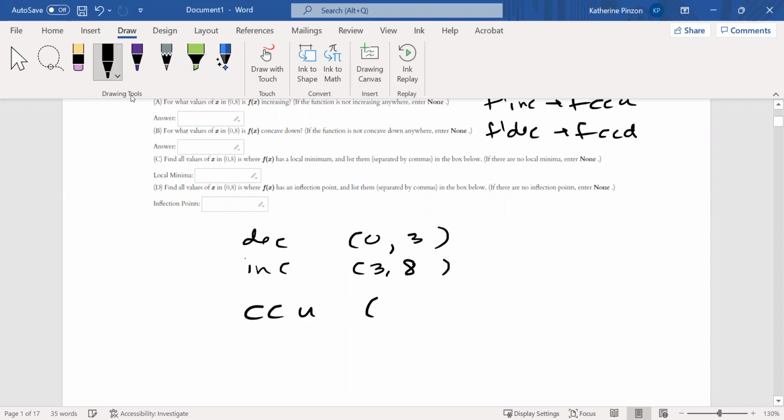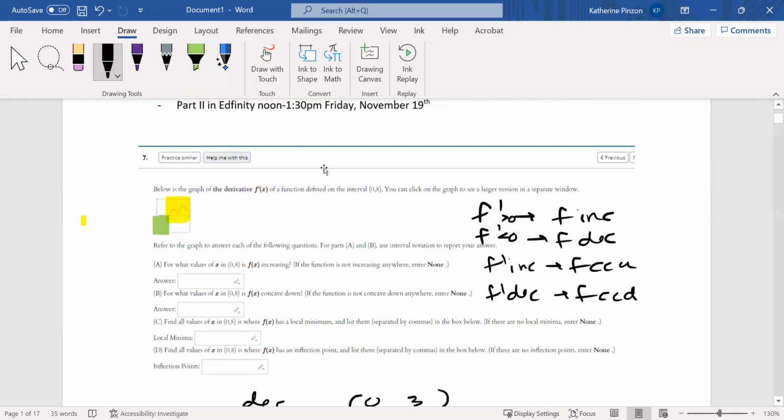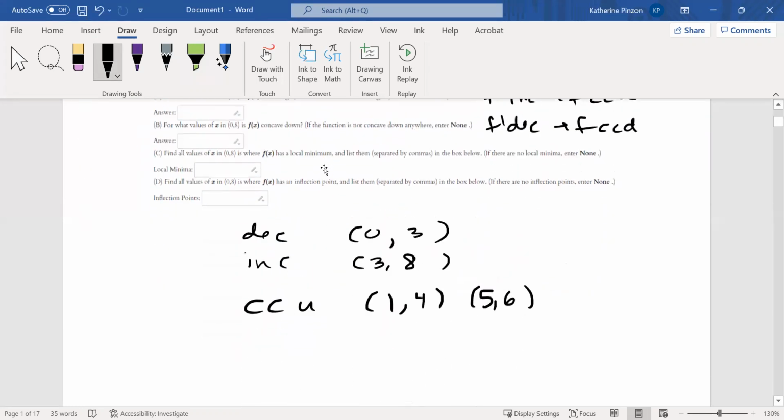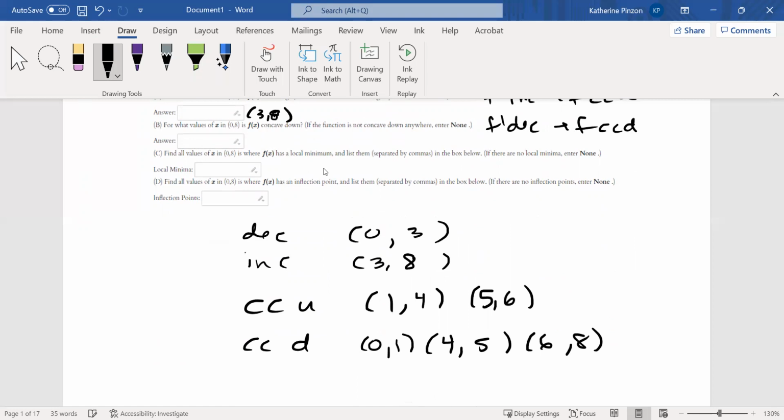Concave up from 1 to 4 and 5 to 6. Is that what it was? Yep. Concave down from 0 to 1, 4 to 5, and 6 to 8. Okay, this one said, where is it increasing? So 3 to 8. Where is it concave down? 0 to 1, 4 to 5, 6 to 8.